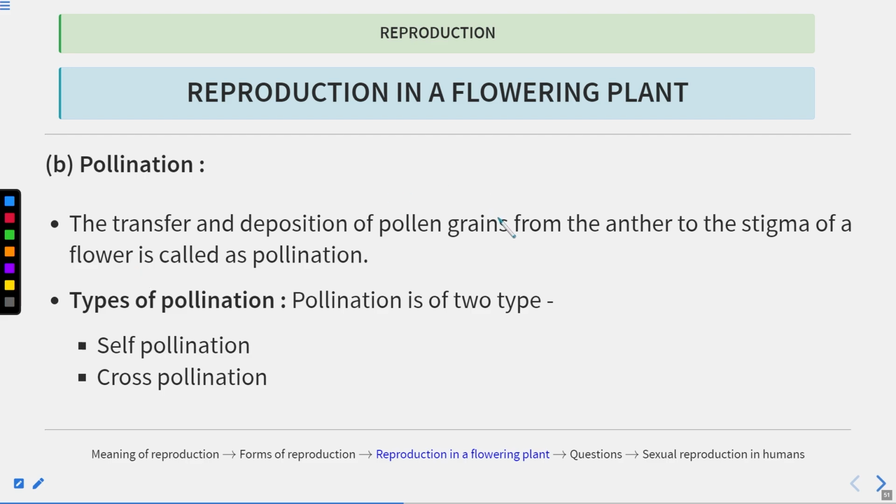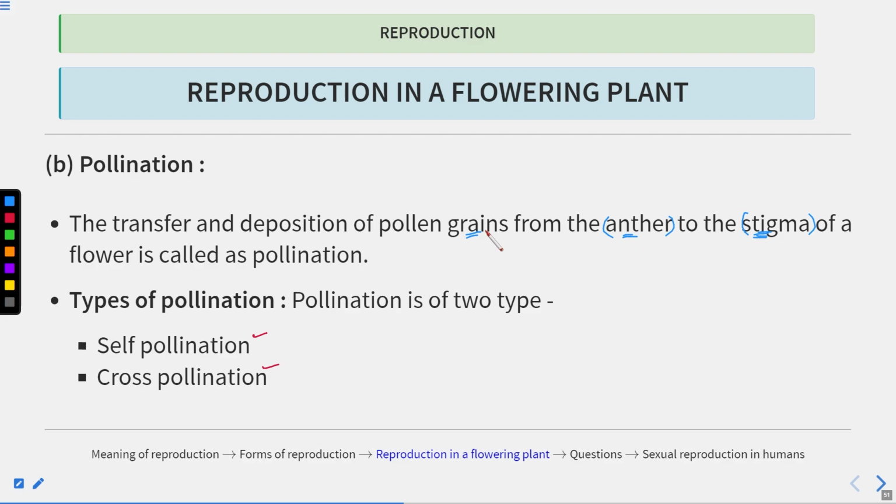Pollination is the transfer of pollen grains from the anther, which is the part of the stamen, to the stigma of the flower. The stigma is the part of the pistil, which represents the gynoecium or the female reproductive part of the flower. I've already told you that pollination can be of 2 types: the first one is self-pollination, another one is cross-pollination.